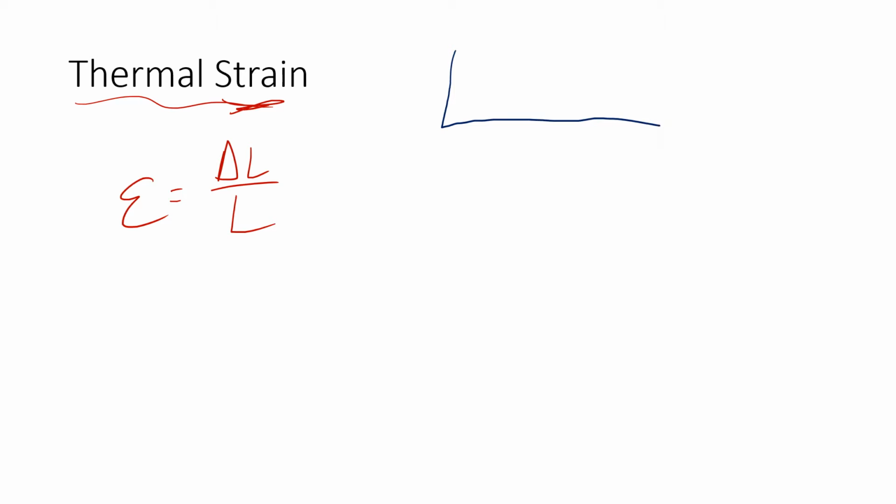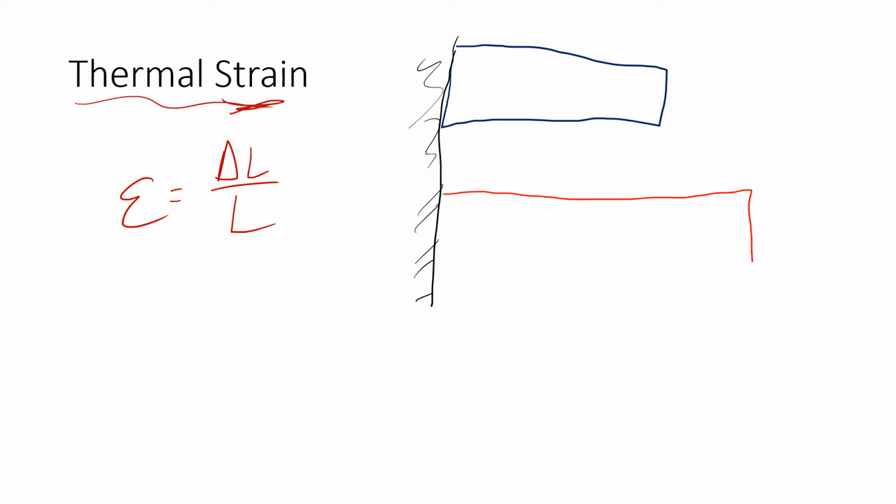Let's pretend that we've got a bar of iron. All right, so here's our metal. We're going to fix it to the wall here. So this wall is going to be stationary. It's not going to move. And here's the bar. It's cold, and we are going to heat it up. When we heat it up, it's going to expand, as we figured out yesterday.